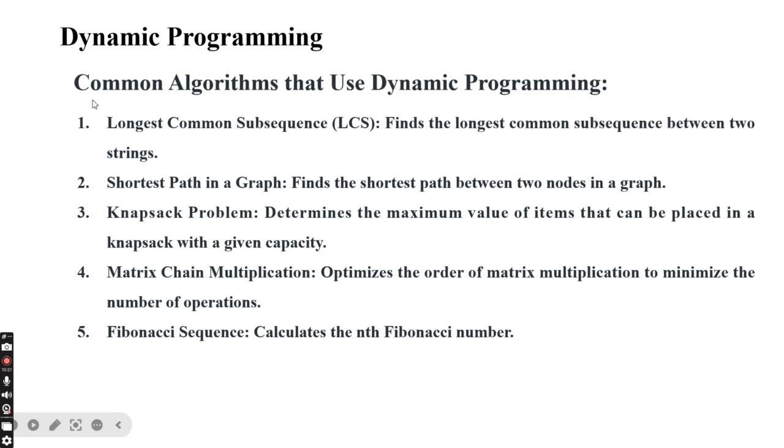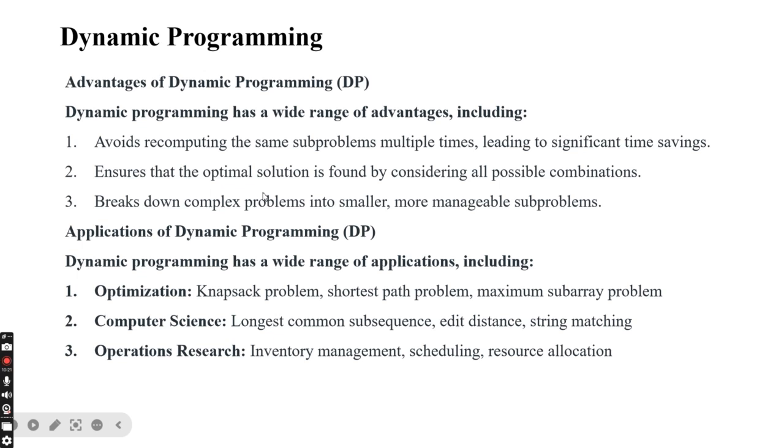These two approaches are used in dynamic programming. Then the common algorithms that use dynamic programming: longest subsequence, shortest path algorithm, knapsack algorithm, matrix chain multiplication, and Fibonacci. Then the advantages: it avoids the recomputation of sub-problems, it ensures the optimal solution, and it breaks the complex problem into smaller and manageable sub-problems. Applications: optimization, computer science and operational research. These are the areas where we can apply dynamic programming.